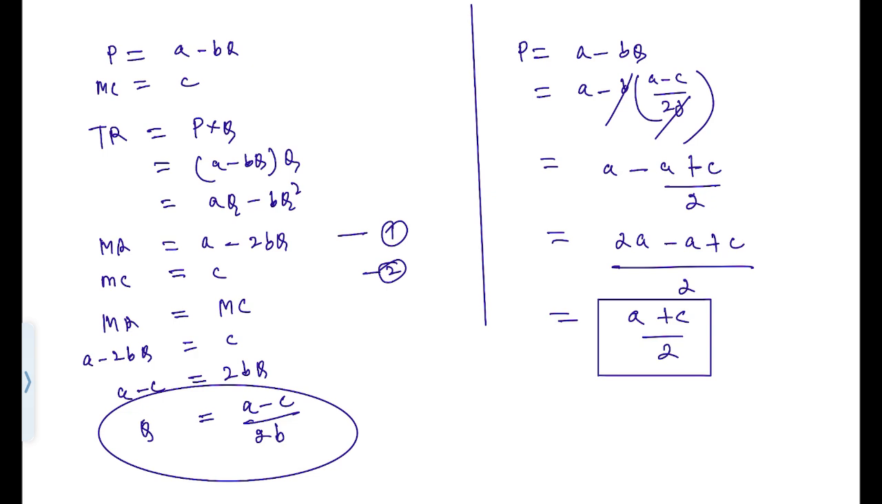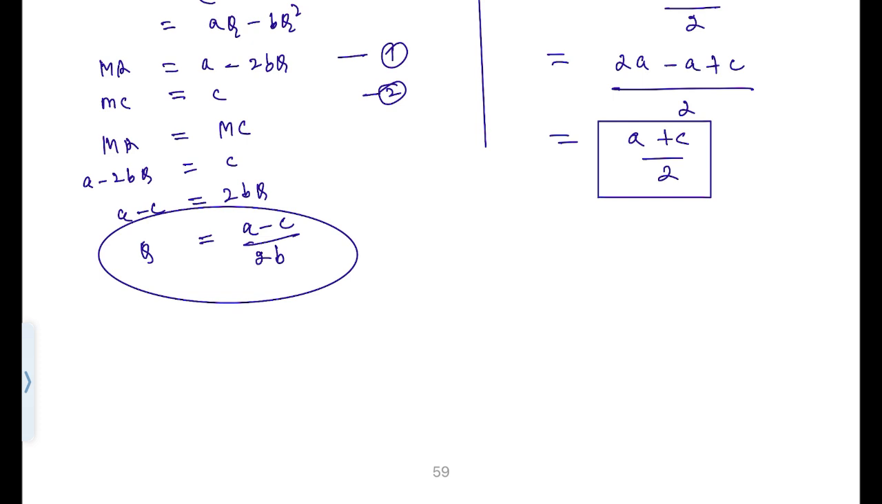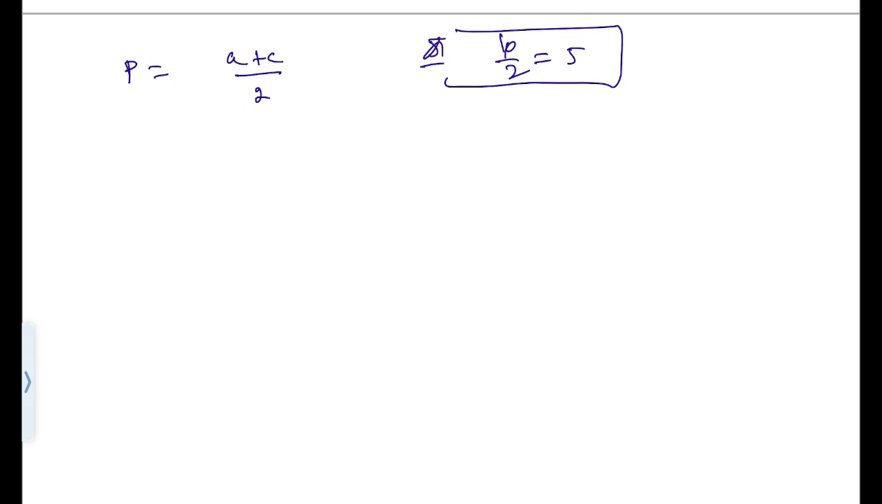So I have calculated that the price is equal to the halfway point between the intercept of the demand curve and the marginal cost curve. Now see what would happen if there is a rise in the demand curve intercept. Price is (a plus c) upon 2, so if a increases by 10, the price will rise by half of that, 10 upon 2, which is 5.